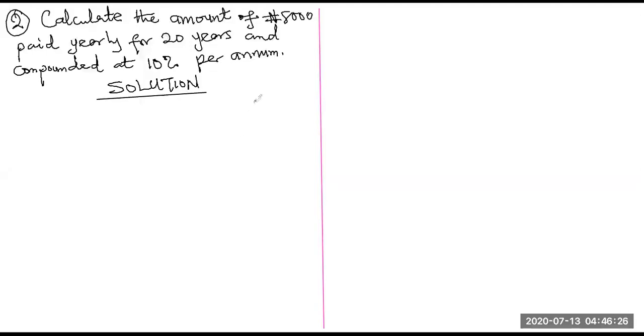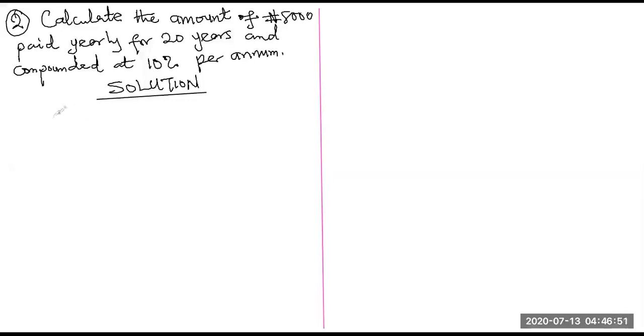They didn't mention the word annuity here, but it says 8,000 naira is paid yearly. That means 8,000 naira is the annuity for 20 years. And of course it is compounded at 10% per annum also. So each of those 8,000 naira is not compounded. That is, each of the annuities is not compounded. Calculate the amount, which is the total amount that you get at the end of the year.